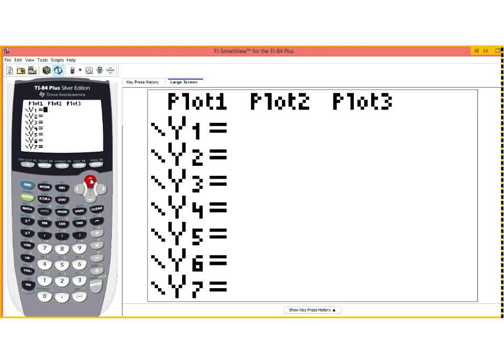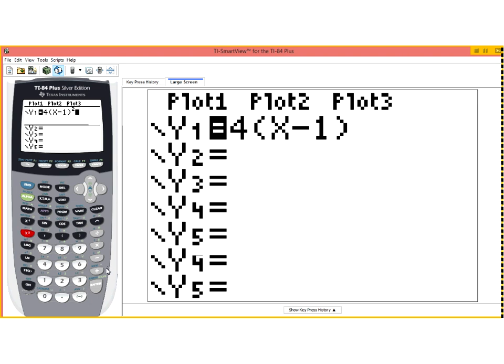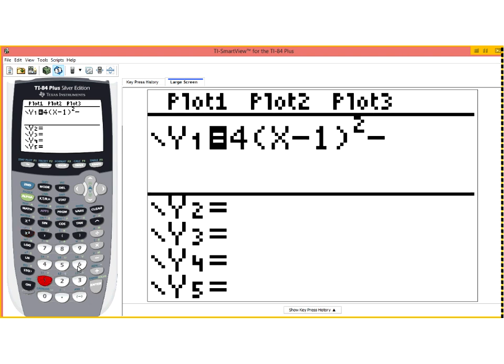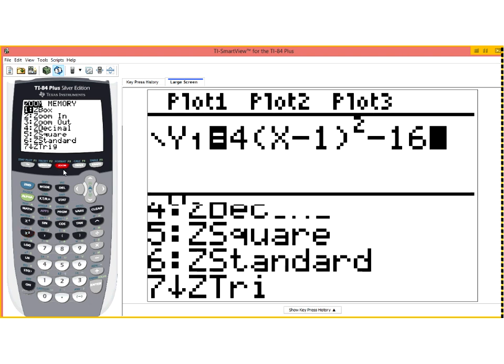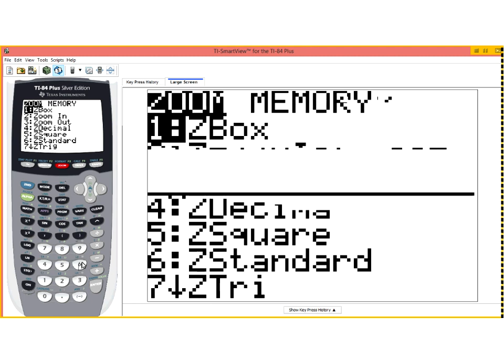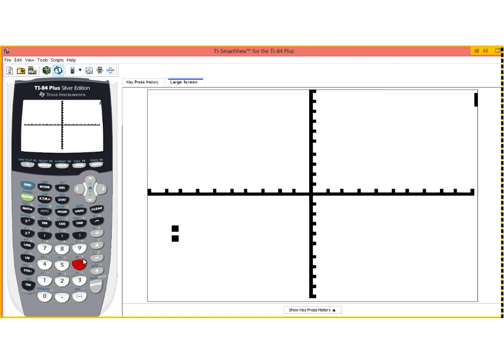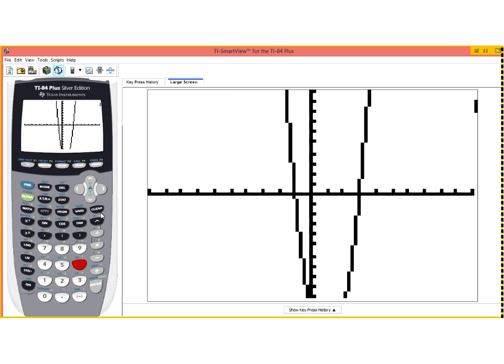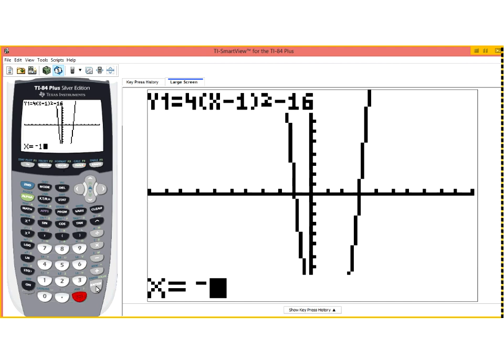Okay, and so I'm going to put in 4 times x minus 1 squared minus 16. I'm going to zoom standard, which gives me the nice 10 window. I'm going to do trace and type in -1.